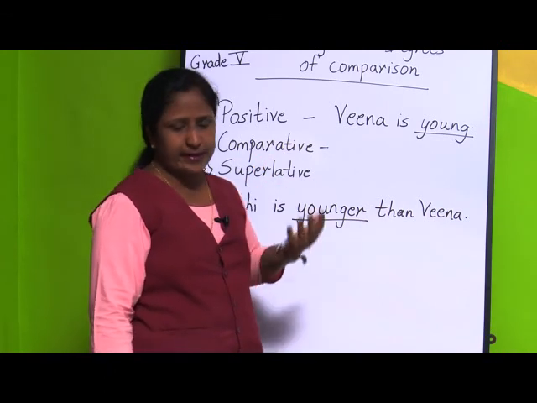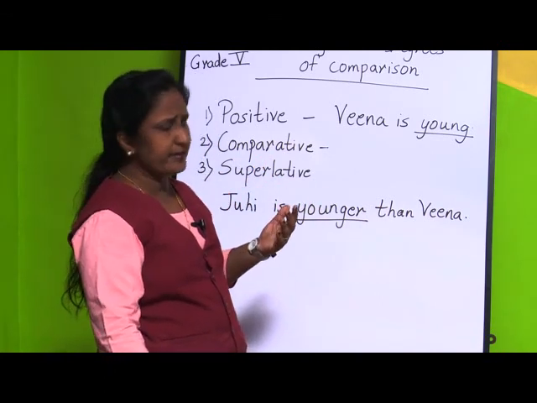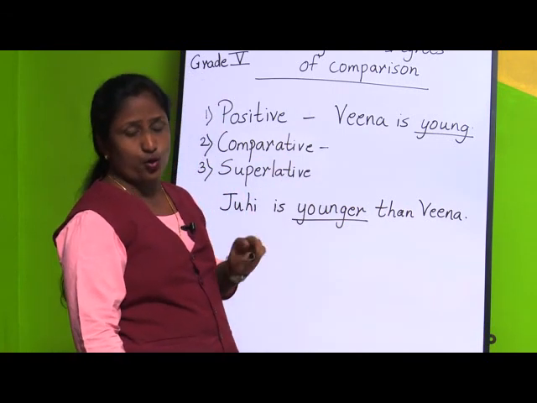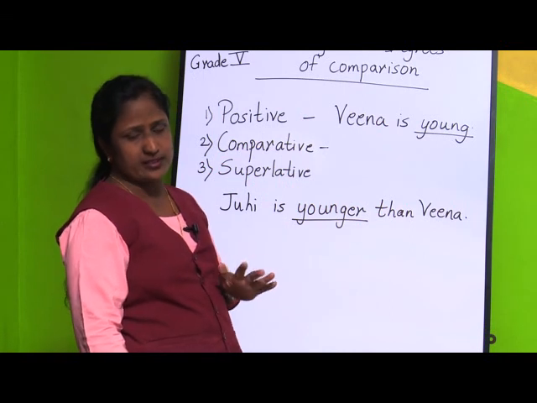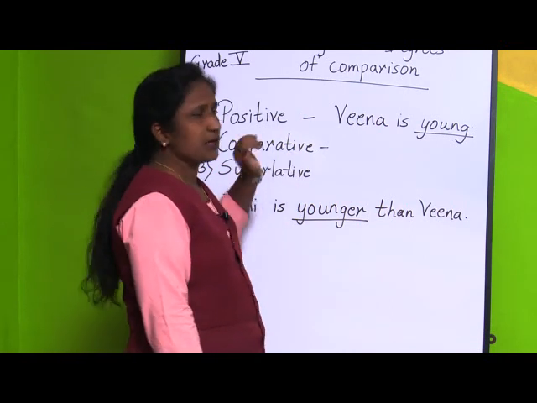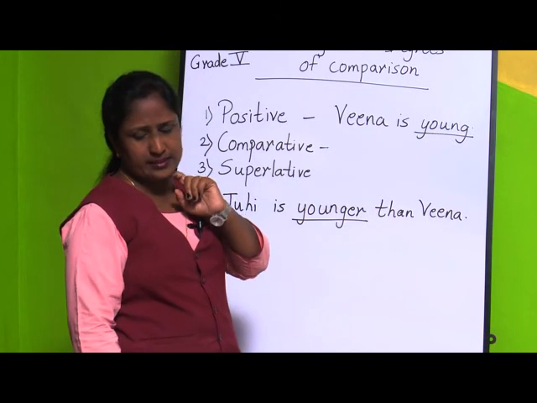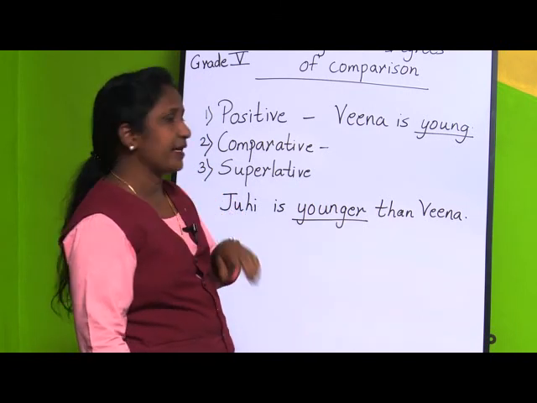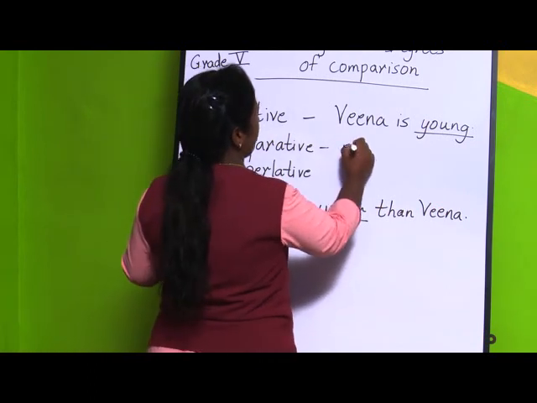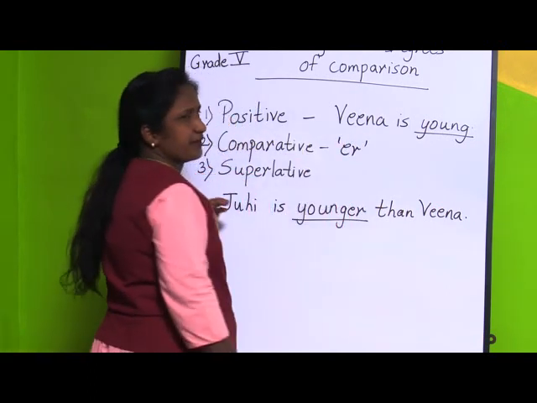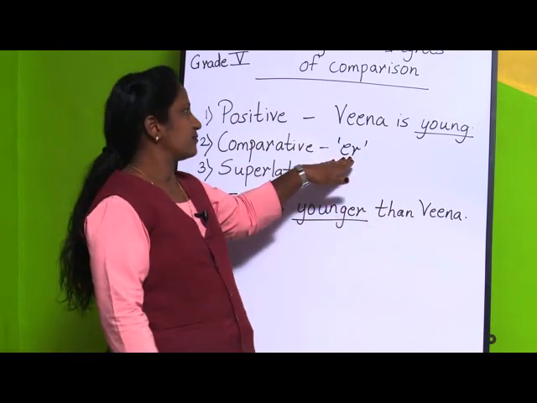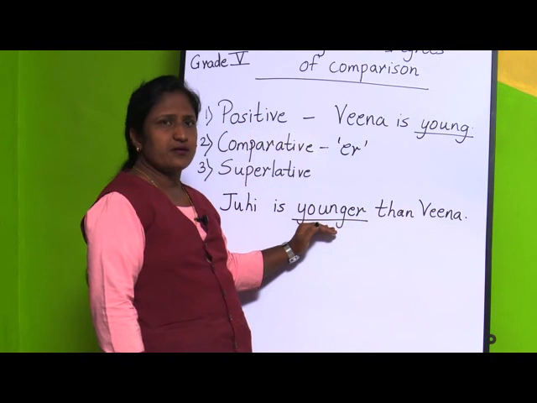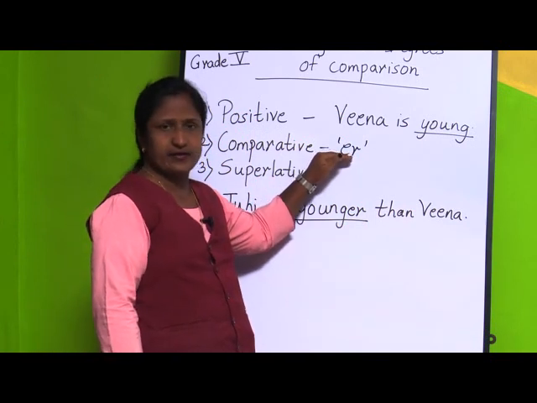So, when we compare, the degree that is used to compare between two persons or things or any two groups of persons or things is called the comparative degree. So, that is comparative degree. And mostly what we do is add ER at the last of the adjective to get the comparative degree.